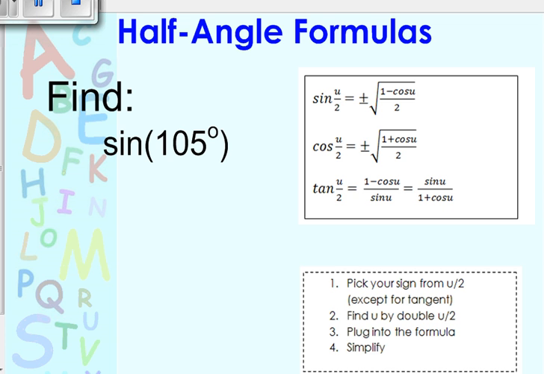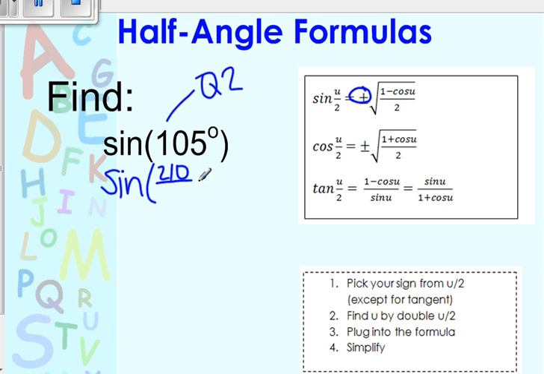Okay, so here's our first example. We have sine of 105. Remember, 105 is the half angle. This is in the second quadrant, and sine is positive in the second quadrant. So we're going to use the positive version. And then we're going to take that 105. Remember, this is the half angle. We've got to double it. So when we double 105, we get 210. So we're really taking the sine of 210 divided by 2.